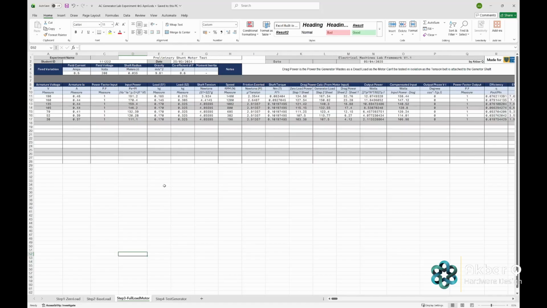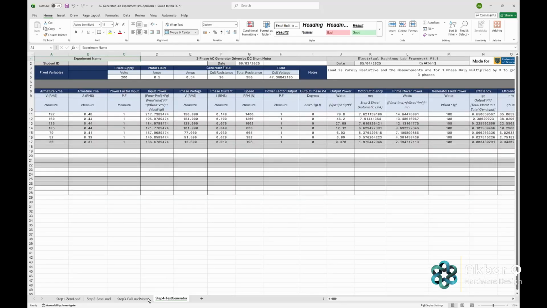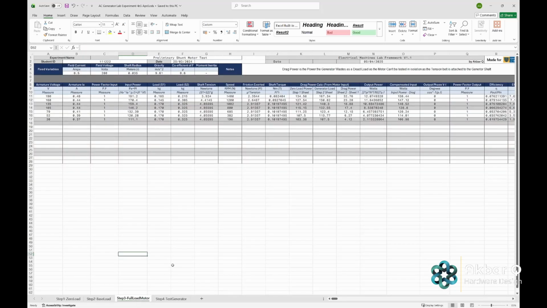Again, the full load motor experiment is a little bit complicated, for the reason that you have to test the generator first, and then you have to do the motor testing. You have to test the generator and see how much electrical load is applied onto the motor. Based on how much electrical load is applied onto the motor, you replicate that load using the friction belt. So the friction belt has a fixed load applied to it. This fixed load is based on how much power the generator consumes from the motor.